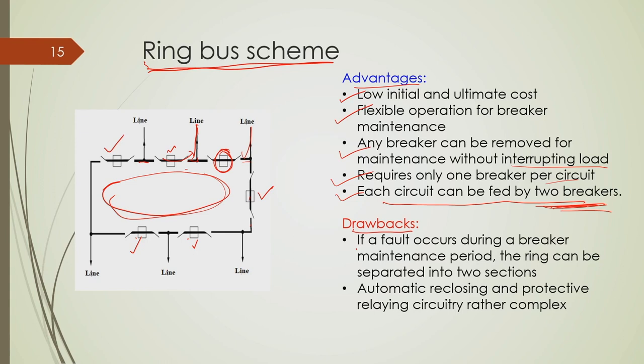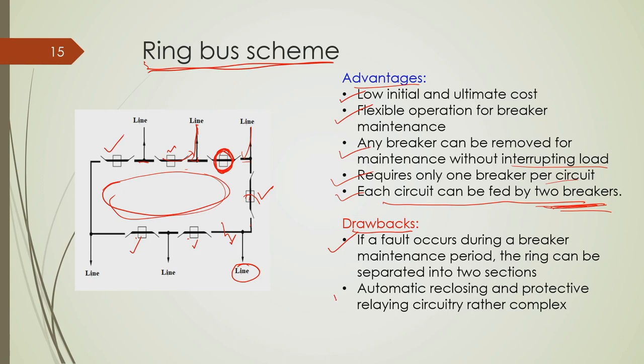Okay. Now, what are the drawbacks? If a fault occurs during the breaker maintenance period, that means, suppose we are going for maintenance of that particular breaker, and at that instant there is a fault in any bus or breaker, or we need some urgent maintenance of another breaker, then it would be difficult to keep some of the feeders energized. But this is obviously a somewhat rare situation, as you can understand. So, this is one thing, and another thing is the complicated protection arrangement.